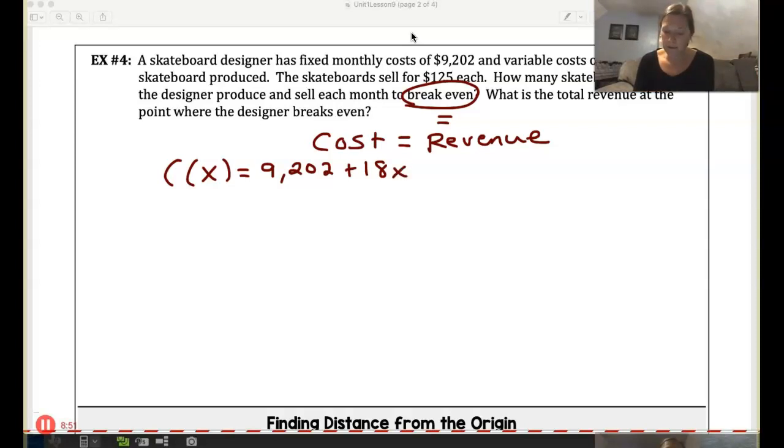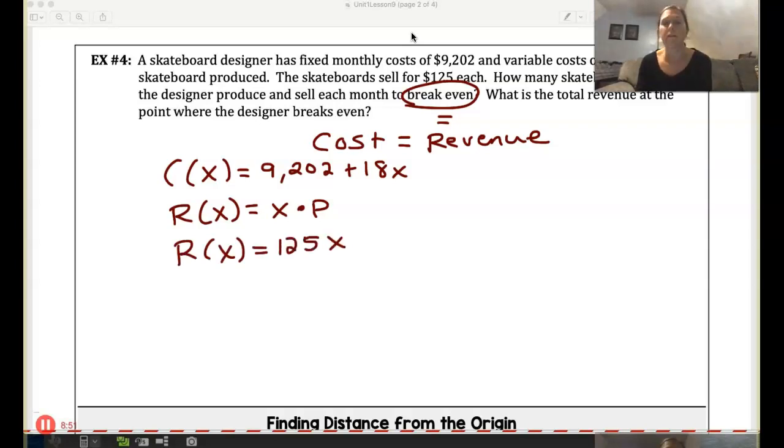My revenue function, I'm not going to set these equal yet just so we can get them written down, remember is x times P, right? Okay, and what is our price? Remember, P is your price, 125, so 125x. Just going to put the 125 in front of the x. So now I want to know, when does R of x and C of x equal each other? So when does C of x equal R of x?